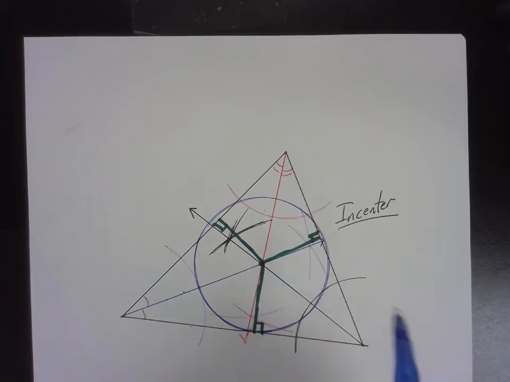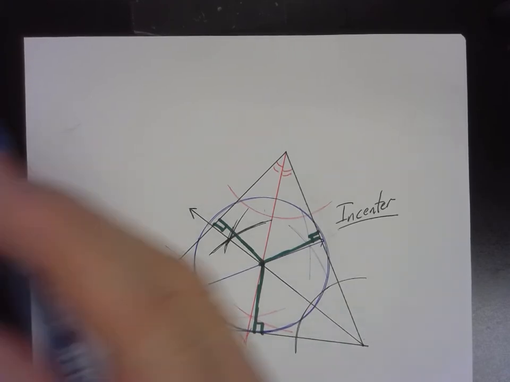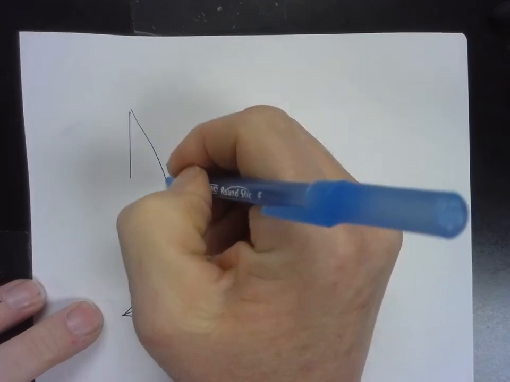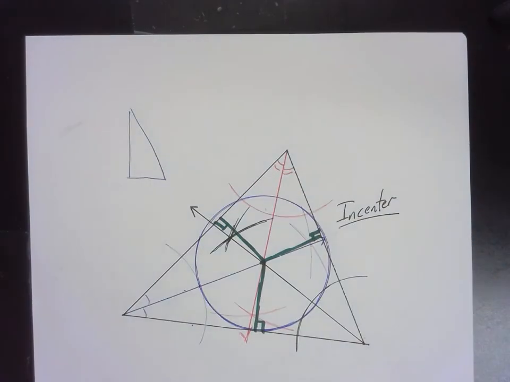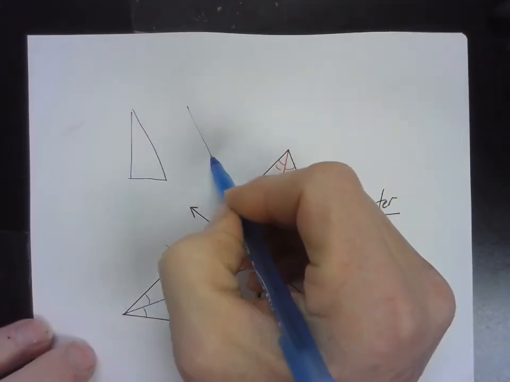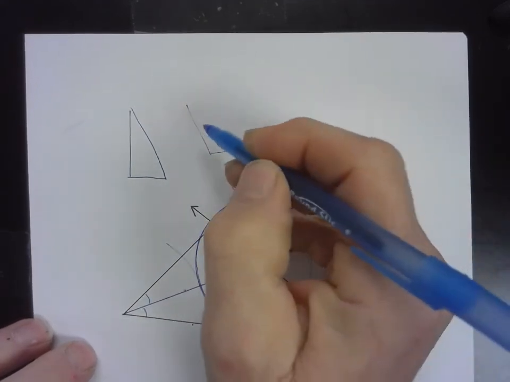You guys are just dying to do this one, aren't you? So I drew an acute triangle. Why don't you draw one that's definitely a right triangle or an obtuse triangle? Okay? And let's see if you guys can construct the incenter.